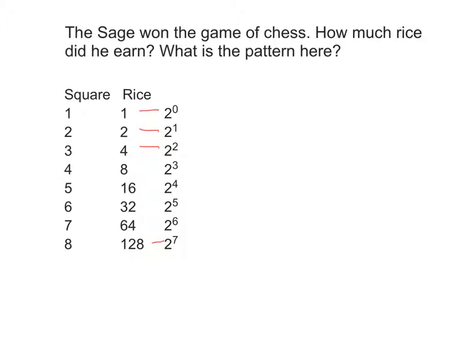Let's skip a few and go up to the end of the next row. On the 16th square, there'll be 32,768 grains of rice, which is 2 to the power 15. So that's just 2 rows of the chessboard.